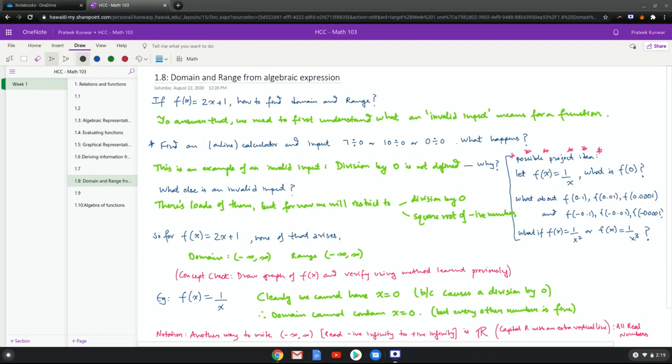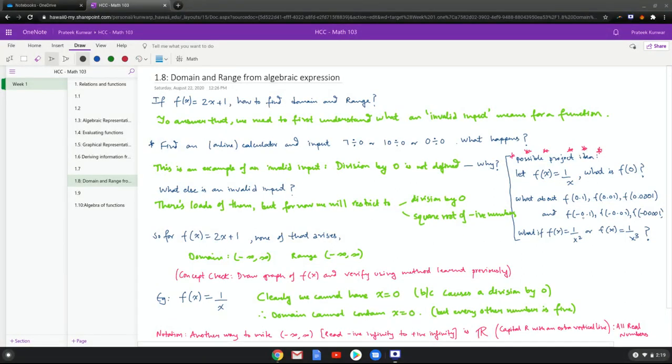Well, here's the first possible project idea. Look at this function given by f of x equals 1 over x. What is f of 0? Clearly, if I plug in 0, it doesn't work, right? You've already checked that. What about, let's be a little smart about it. Let's not plug in 0, but plug in things that are very close to 0, like 0.1 or 0.01 or 0.0001. What's the f of x value for this? You can use a calculator.